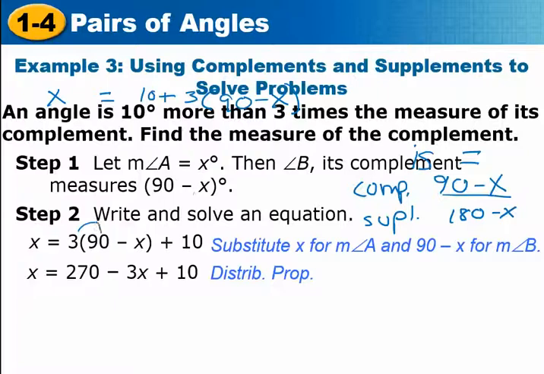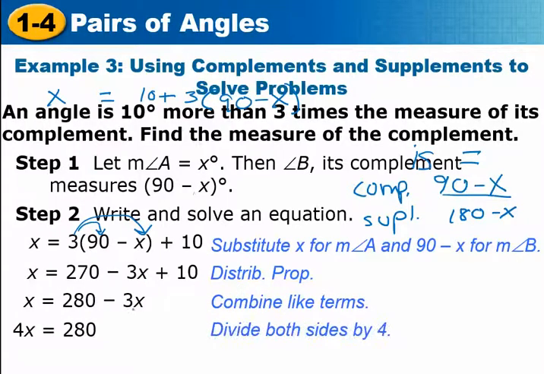We will do the distributive property. 3 times 90 is 270. 3 times x is a minus 3x, and then the plus 10. And then we'll add our like terms. And now I will add 3x to both sides right here. And get 4x equals 280. And then we will divide by 4 to get 70.